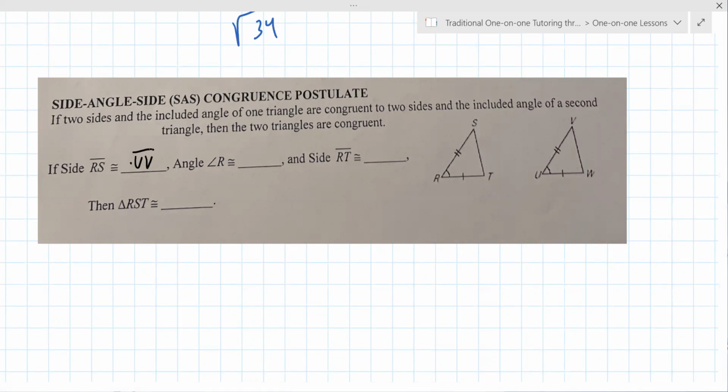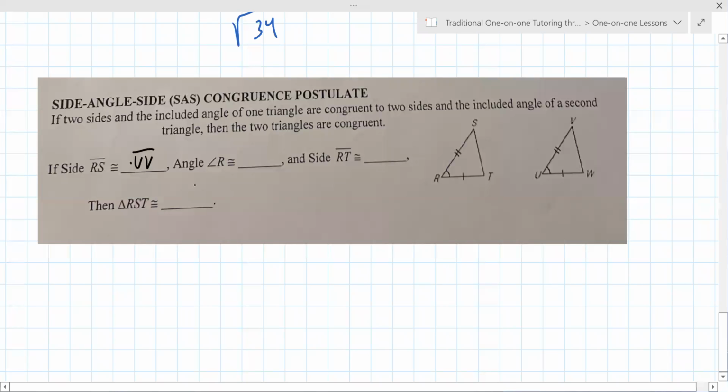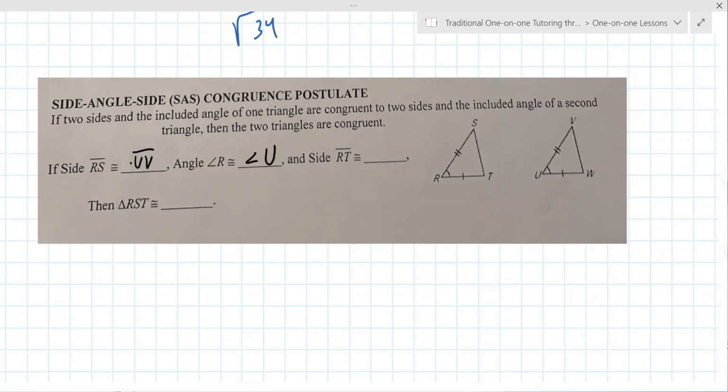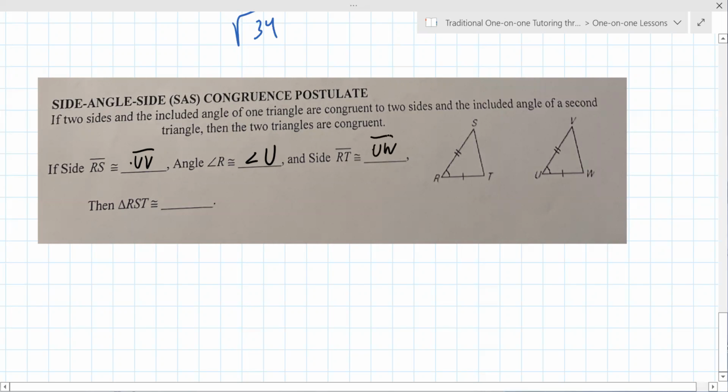Angle R equals angle U. Yep. And side RT is UW. Does it say UW? Yes. Little line segment above it. Then triangle RST equals triangle UVW.